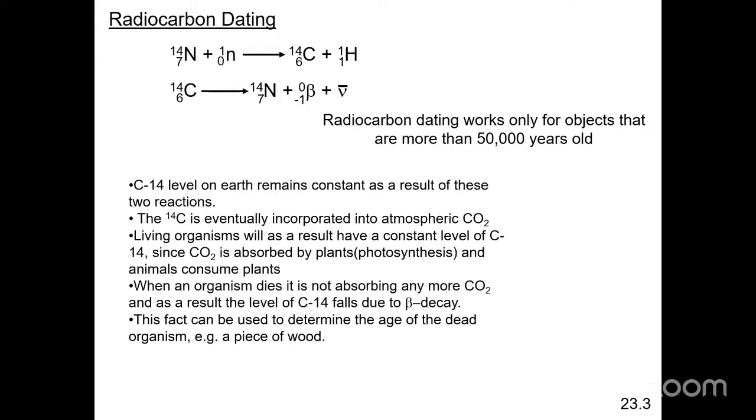Now, when an organism dies, it will not absorb any more carbon dioxide. So the level of carbon-14 present in the body or plant will decrease as a result of beta decay. Therefore, based on the level of carbon-14 present at a particular time after death, we can determine the age of the dead organism, like a piece of wood or bones or whatever, all right? Now, there's a limitation to the use of carbon-14 for determining the age of such artifacts, and that is that it works only for objects that are more than 50,000 years old, all right?